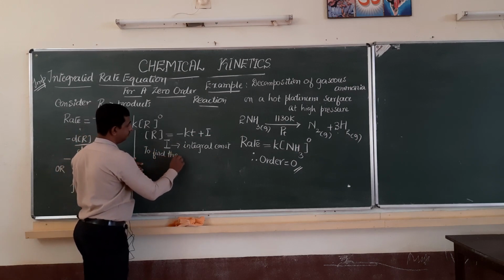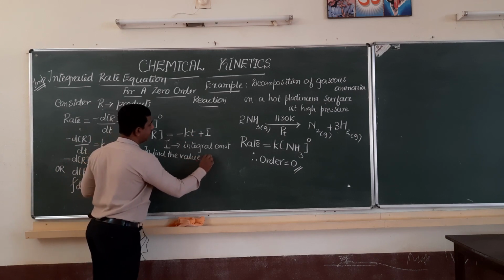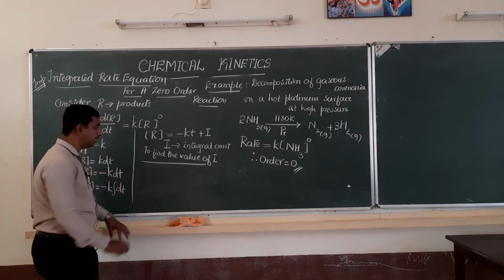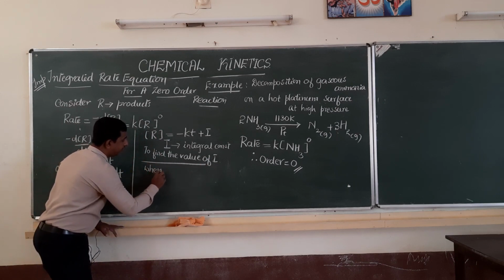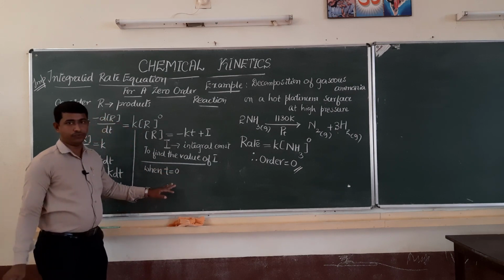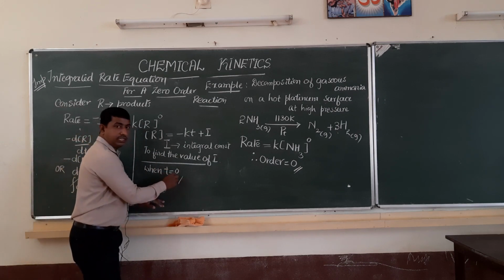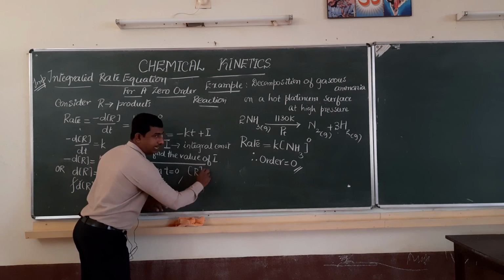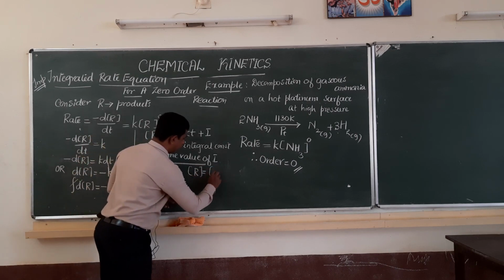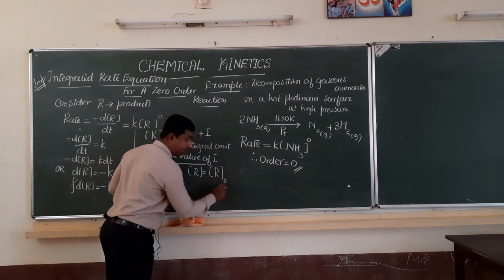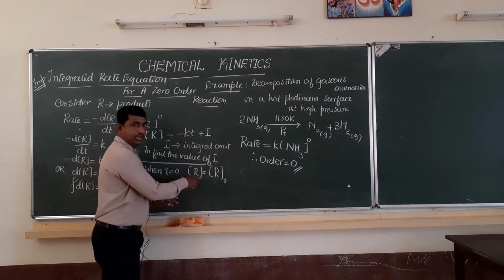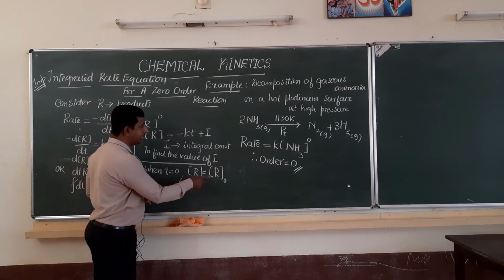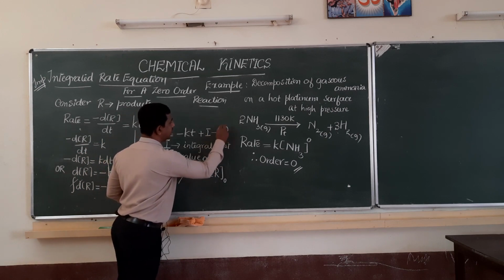In order to find the value of I, let us use the initial condition, that is when t equals 0, at the beginning. What is the concentration of the reactant at time t equals 0? I will write R equals R naught. When t equals 0, R equals R naught. Let us name this equation as 1.